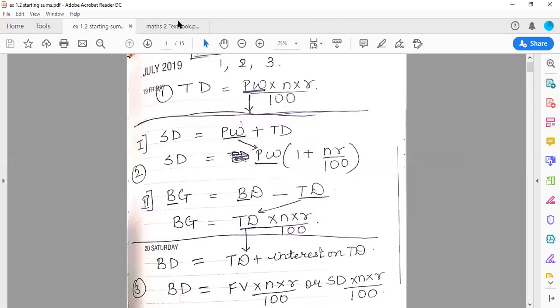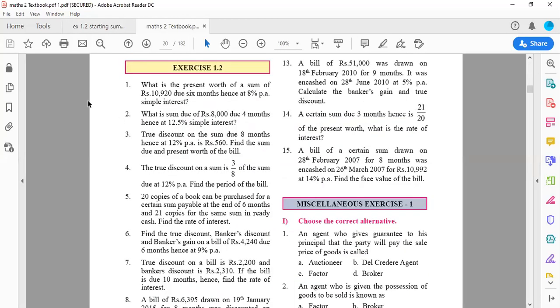Okay. So now we are starting with exercise 1.2. Pay attention to sum number 1. What is the present worth of a sum of 10,920 due 6 months hence at 8% per annum simple interest? So if you all paid attention to the question, they are asking you to find the present worth. So that means, can we write PW is equal to question mark? Sum due is given 10,920, okay, for a period of 6 months and at the rate of 8% per annum.